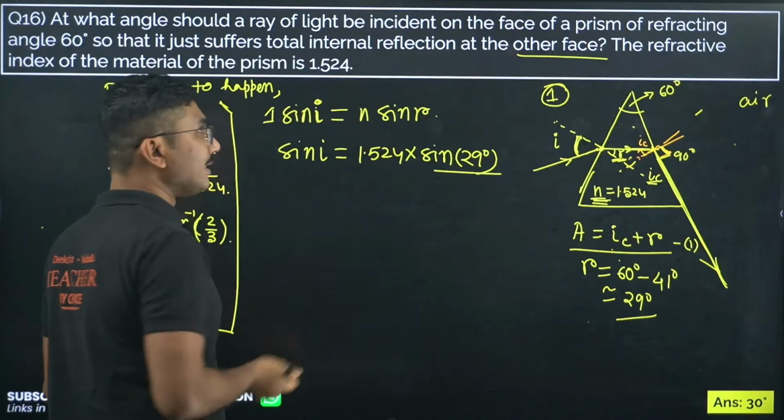Okay, you will get full 5 marks if you write 30 degrees, and you will get full marks if you write 29.7 degrees as well. You will get full marks if you write 30 degrees as well.